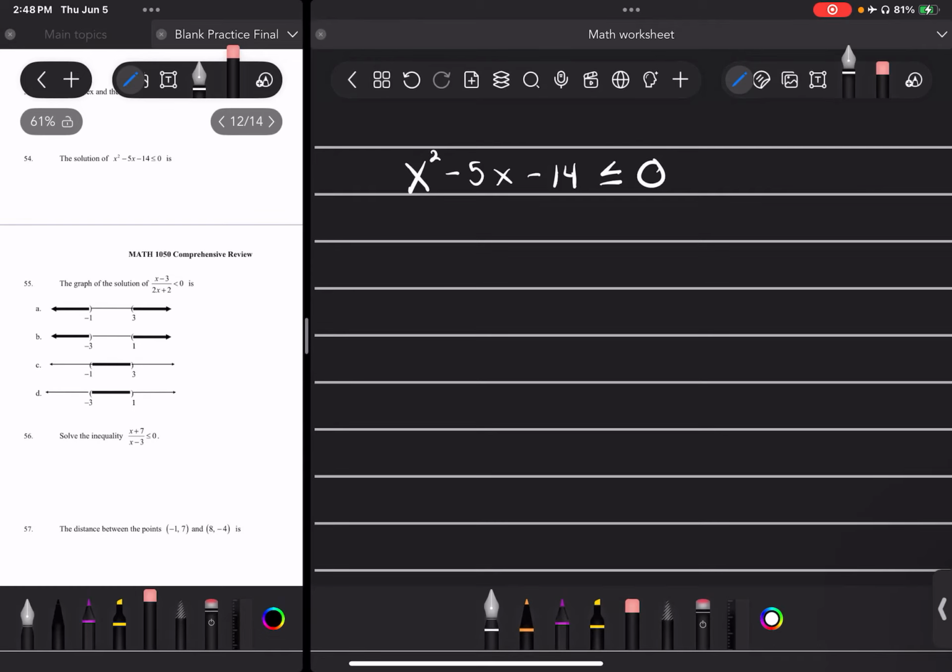This is question 54 for the practice final. In this question, we have a standard trinomial, and it is less than or equal to 0. So we're just going ahead and first solve for 0, and then we're going to move forward.